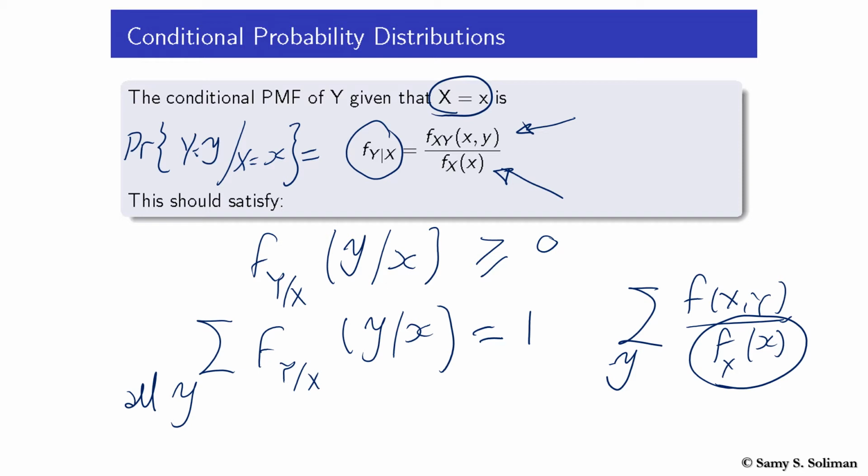And the numerator, if you get the summation of the joint distribution over all the values of y, that is equal to the marginal distribution of x. In this case, we have the marginal distribution of x divided by the marginal distribution of x, which is equal to 1. And finally, the third line that we usually write is about the definition, that the conditional PMF is equal to the probability that y takes a specific value y given the knowledge that x takes a specific value small x.